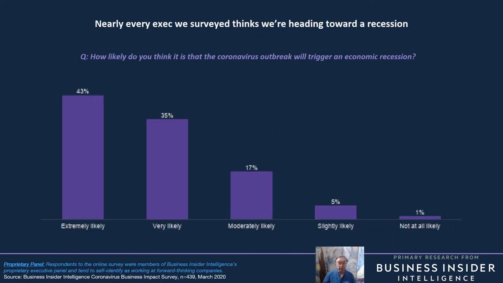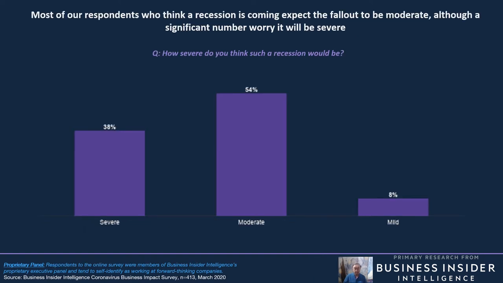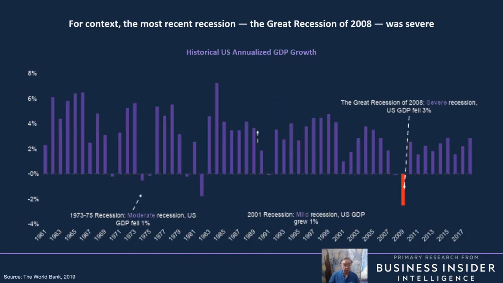Here is a survey asking if we're going to have a recession, and essentially everybody says we'll have a recession. Only 1% said it was not likely. And then it comes to severity. People still are optimistic. It is moderate. Of course, all these things have technical definitions in terms of percentages. And on the next slide, we have that defined. Here we have a moderate recession in 73 to 75, which was 1%. Here you have the recession of 2008, which was a severe recession.